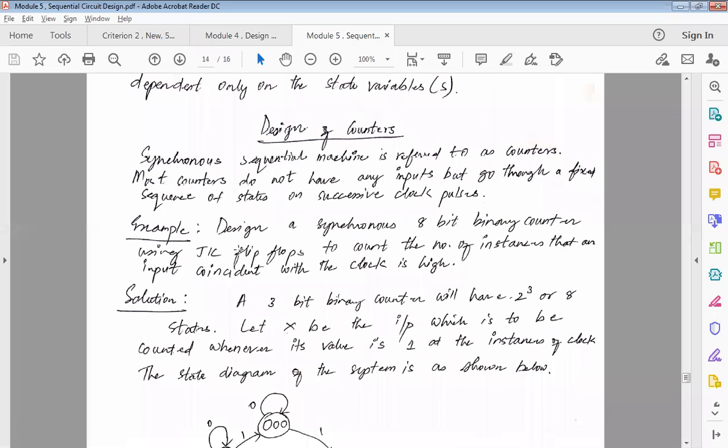Design a synchronous 8-bit counter. Instead of JK, you use SR to count the number of instances that an input coincident with the clock is high. Try to work out for the SR flip-flop. Okay, will you all start working on it? With which flip-flop, sir? With SR, you can start. Yes, sir, SR. Okay. So for SR, what will you need? You will need your excitation table. Okay, you can start working on it.